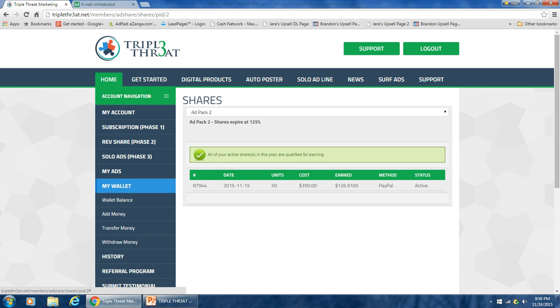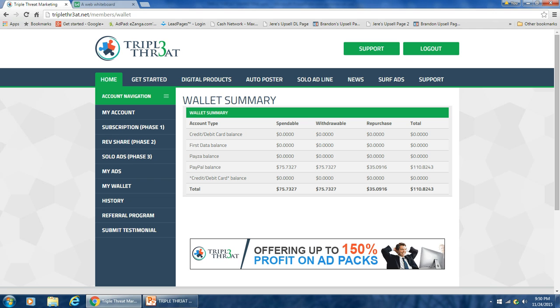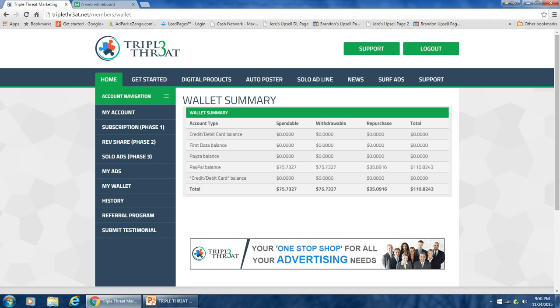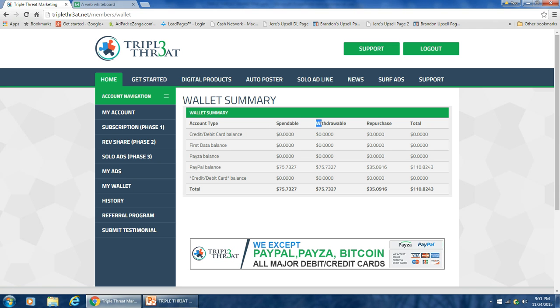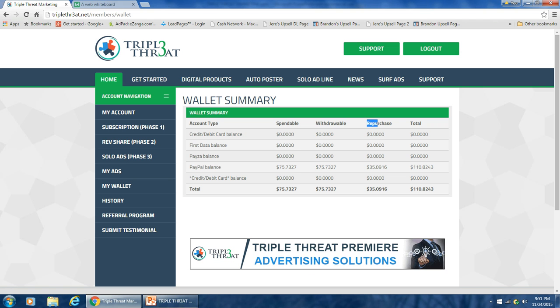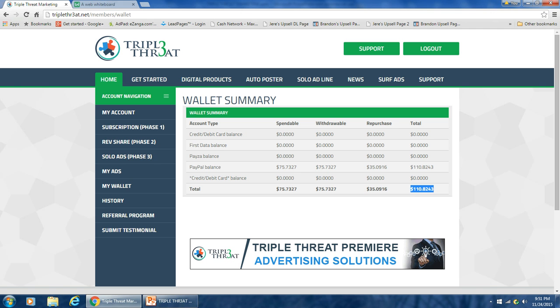And if we go over to my wallet, let's take a look at the wallet balance. So again, we see basically two categories. If we split these categories in half here, we basically have two categories, although there's actually three categories listed. But spendable and withdrawable are basically exactly the same thing. That's just one category, and you can see I have 75, 73, and then I have a repurchase category, which is $35, for a total of $110.82. So that's what's in the wallet, guys.